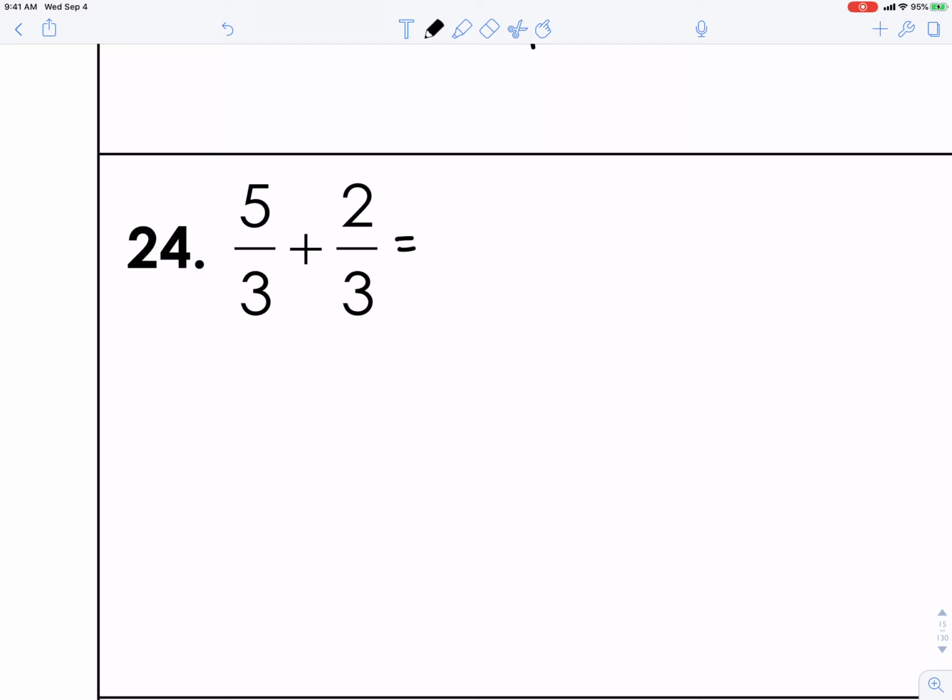So then I just add the two top numbers, 5 and 2, that's 7. 3 stays the same. I don't change the denominator. It's like saying I have 5 of something and 2 of something, so there's 7 of that same something. So 7 over 3, okay, that is an improper fraction. The numerator or top number is bigger than the denominator, the smaller number.